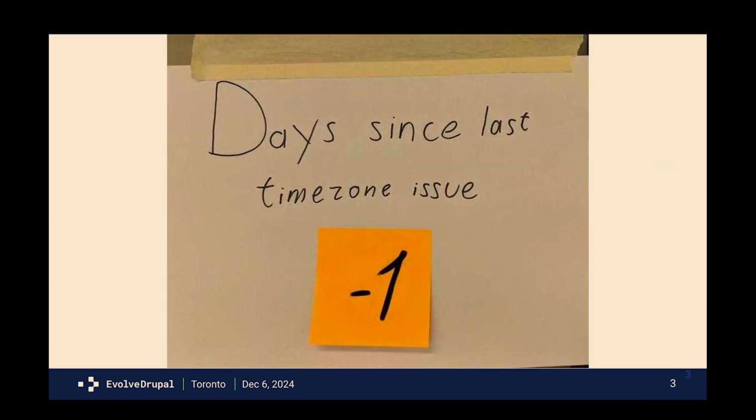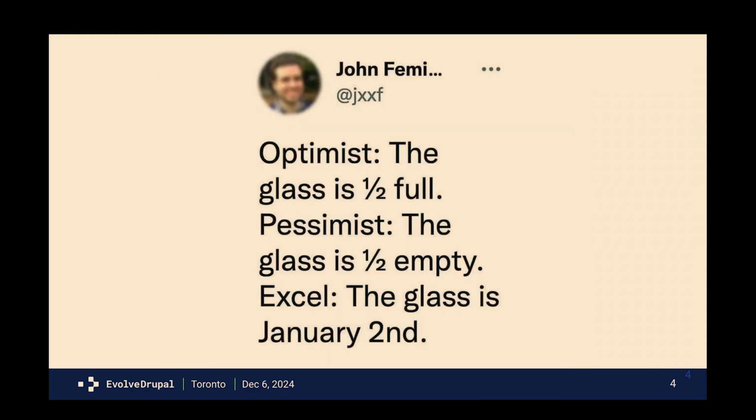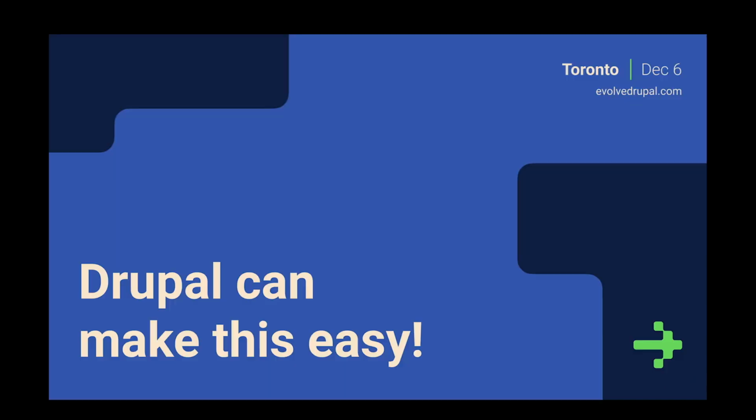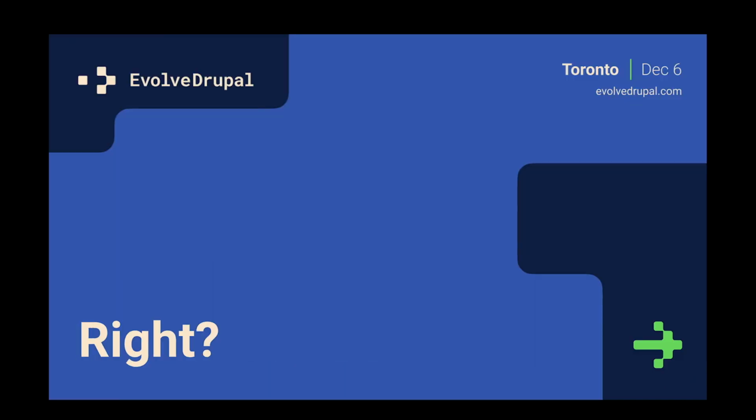So, managing dates and times, especially in online applications, is notoriously finicky, especially when you start to think about things like time zones, recurring dates, and a variety of other use cases where times and dates get thorny. And some of the technologies that we tend to rely on are notoriously bad about being helpful, in quotation marks. So fortunately, Drupal can make this easy, right?